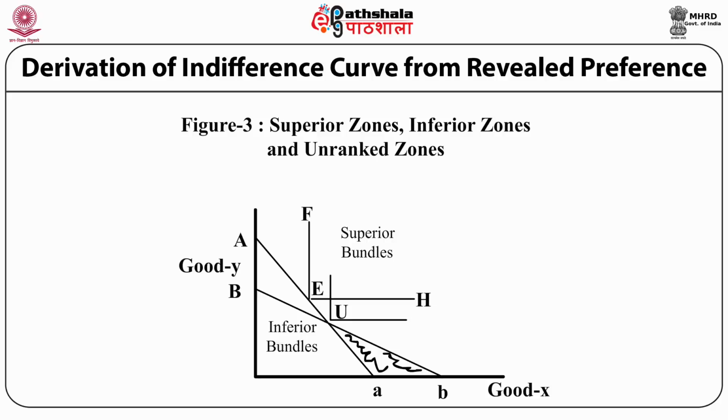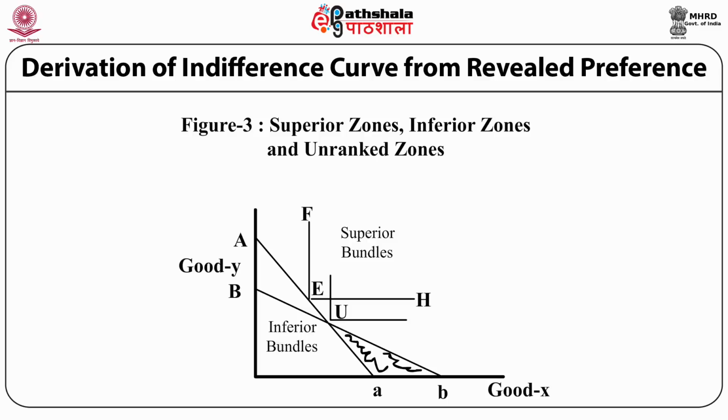For example, on the perpendicular EF, all the points except E represent more quantities of good Y, quantity of good X remaining constant. Similarly, on the perpendicular EH, all the points except E represent more quantities of good X, quantity of good Y remaining constant. In the area towards the right of E and between those perpendiculars EF and EH, all the points give more quantities of two goods.